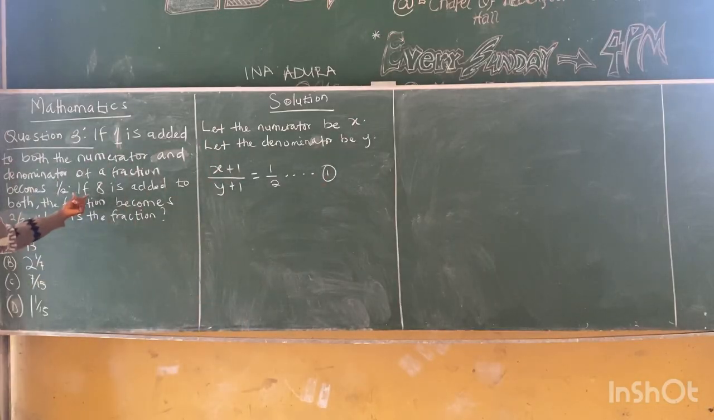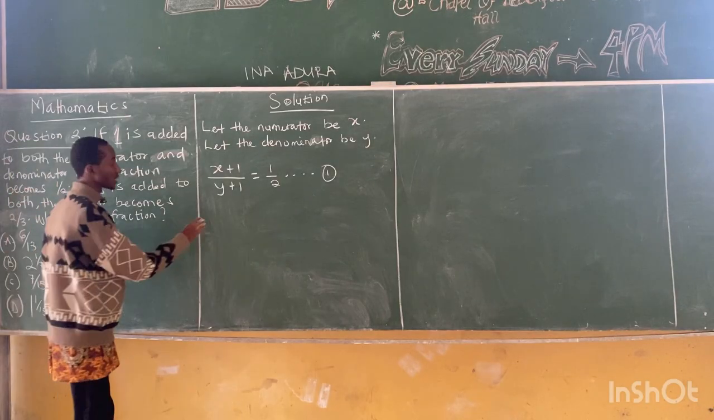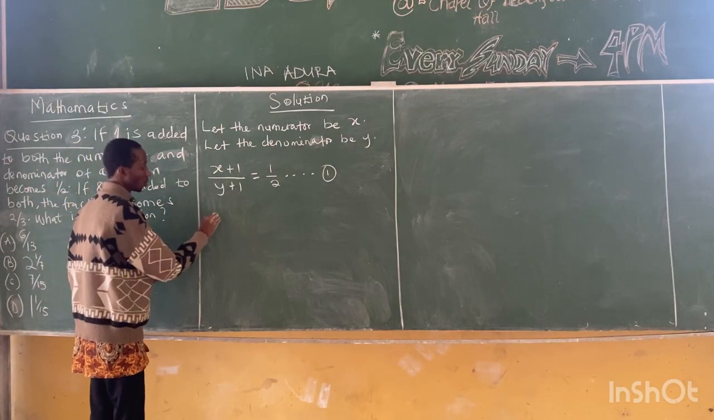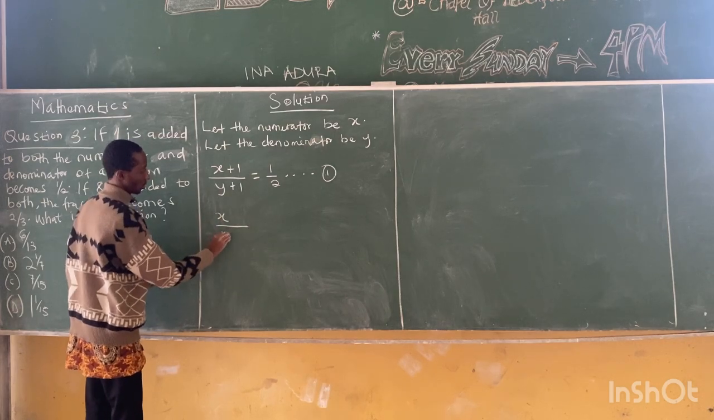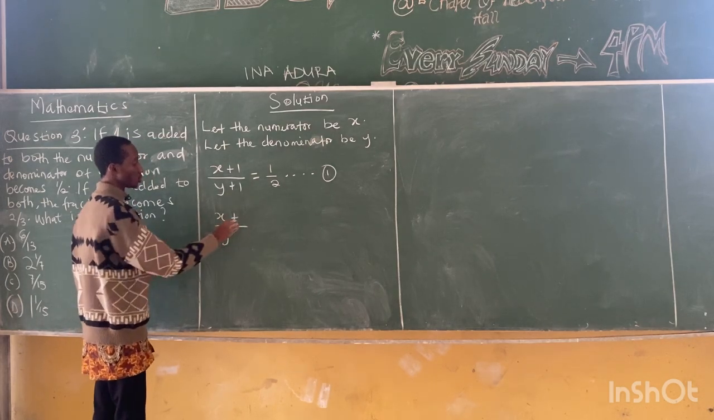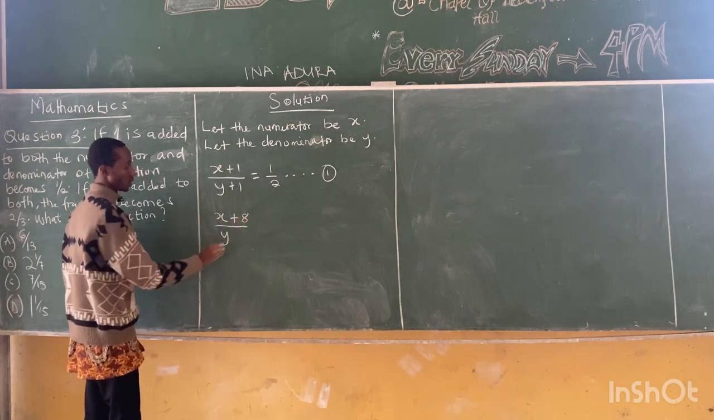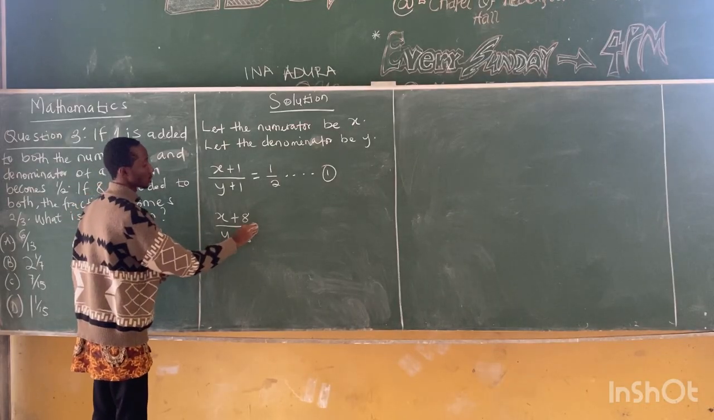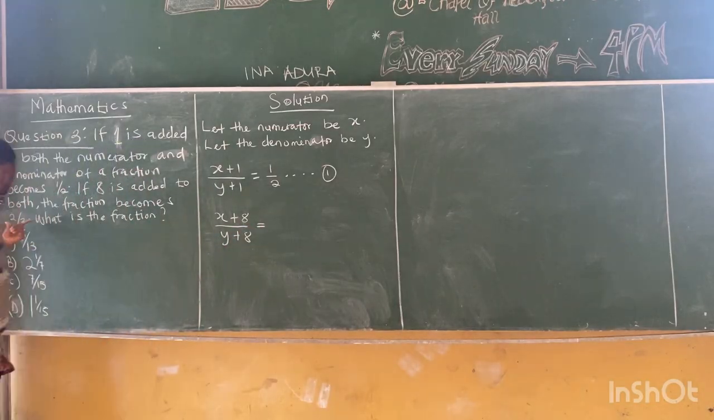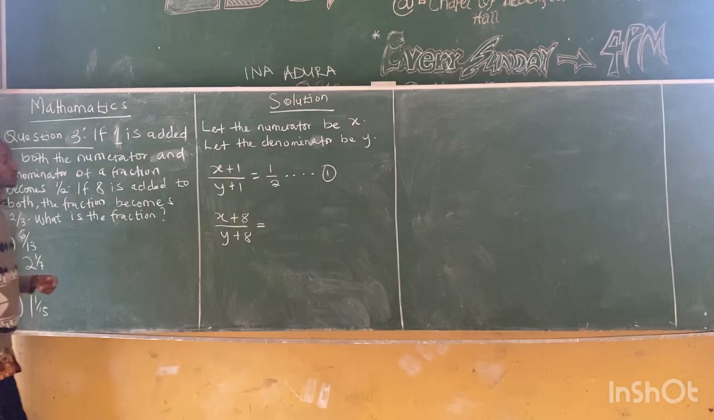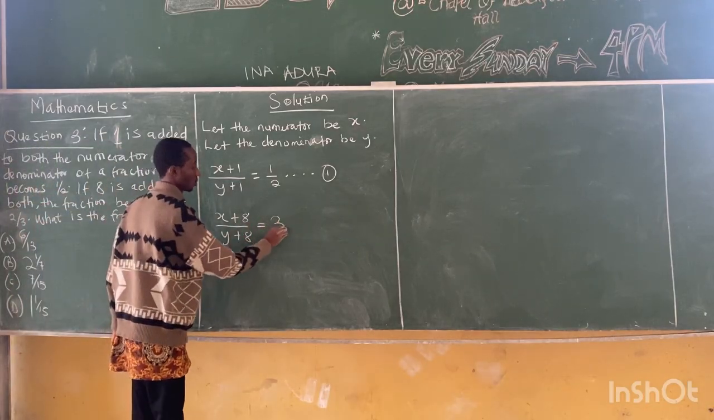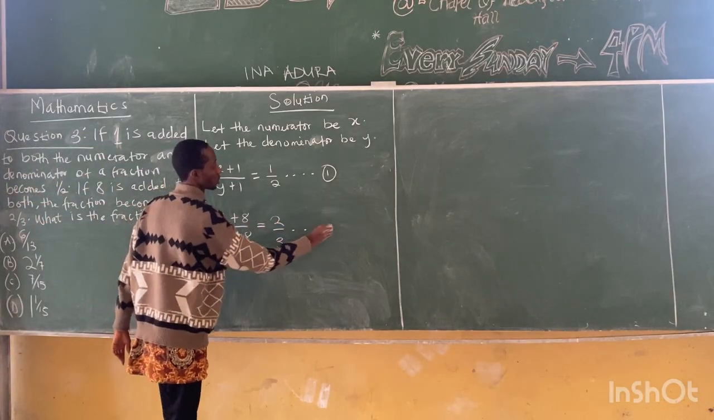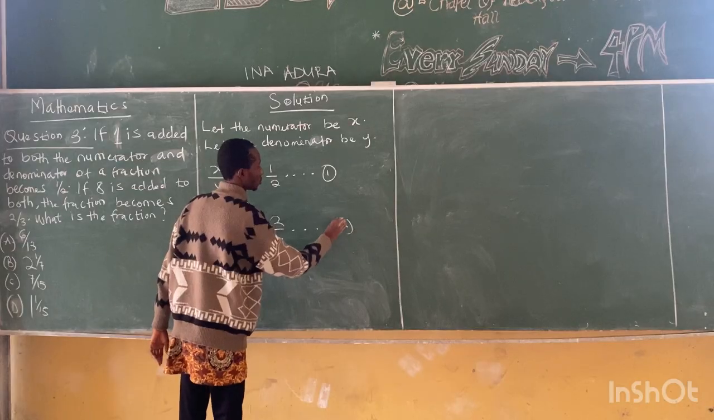The second one says if 8 is added to both, the fraction becomes 2/3. If 8 is added to both the numerator and denominator, we have x plus 8 over y plus 8 is equal to 2/3. This gives us equation 2.